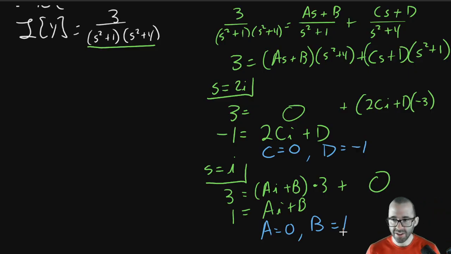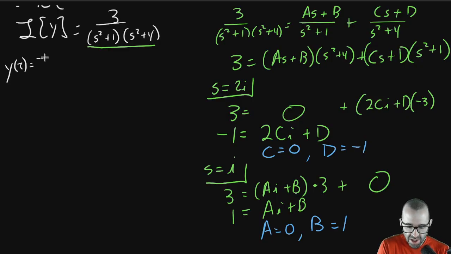I did not make a lot of checkpoints for myself along the way, so it'll be really embarrassing if I made a small mistake somewhere. But we could check our answer if we wanted to. So we're going to get that y of t is the inverse Laplace transform of all of this, which we just found. It's going to be the inverse Laplace transform of as plus b. Oh, that's nice. That's just 1 over s squared plus 1.